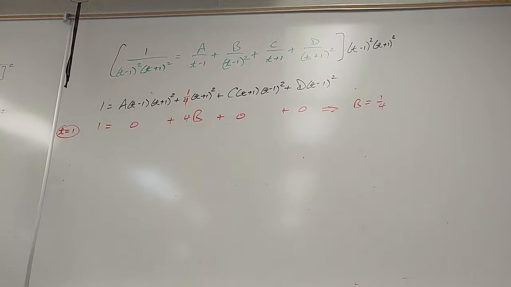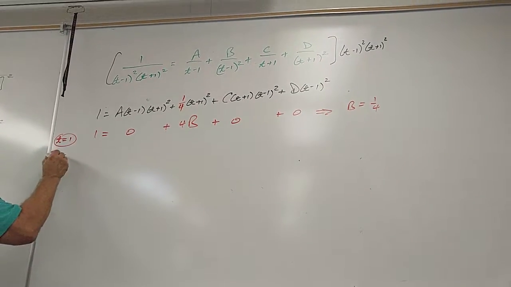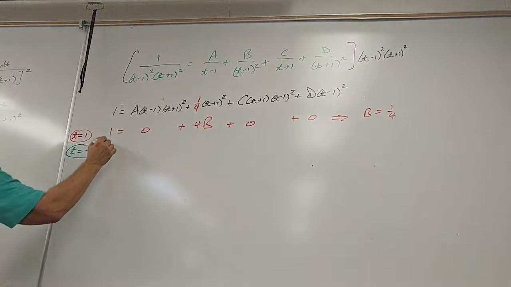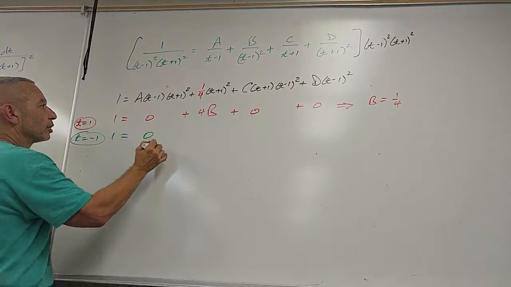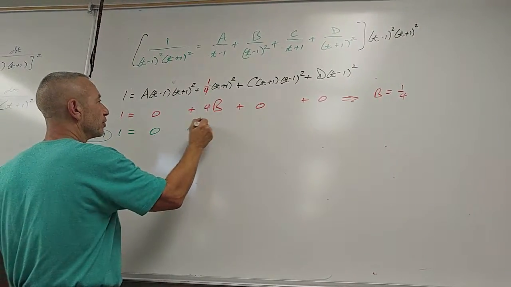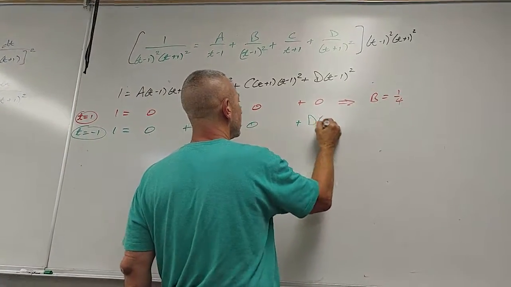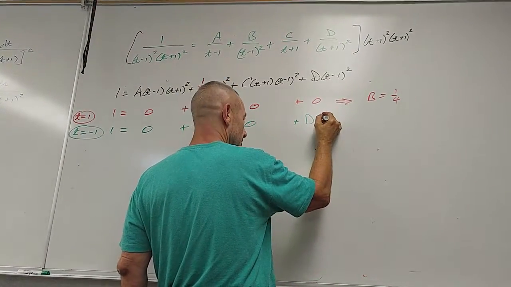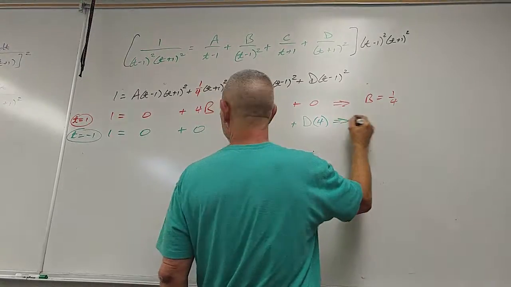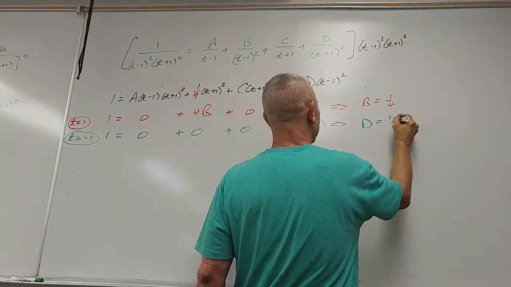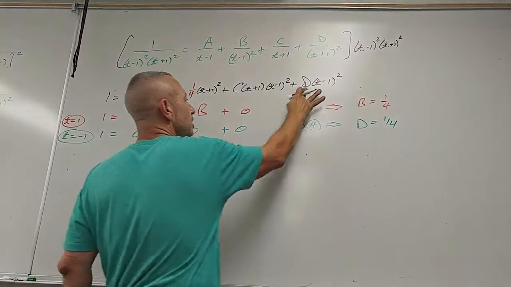Now I'm going to choose t equal to minus 1. So 1 equals, well, 0. T is minus 1, that's a 0. That's a 0. D times 4. So D is 1/4. Let's go ahead and change that.